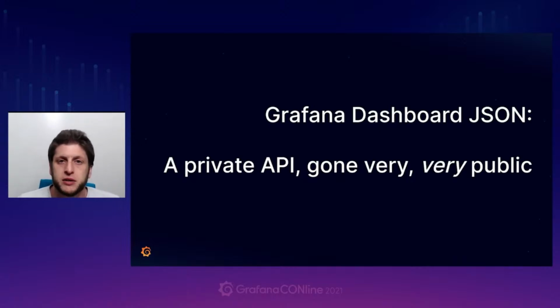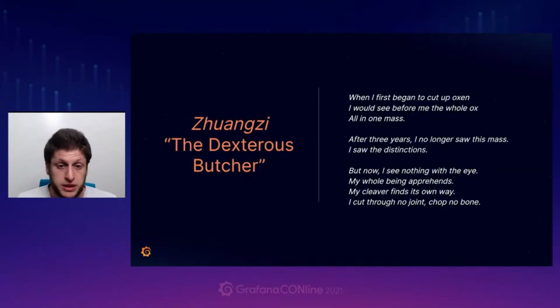Now, when I think about getting better, about working effectively with big, undifferentiated masses of stuff, I think of a story. It's 2,500 years old. It's called The Dexterous Butcher, and I am absolutely not going to try to butcher its author's name. But I want to read a quick excerpt from it because it is just stunningly applicable.